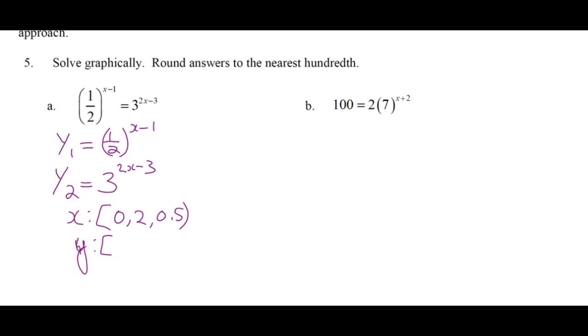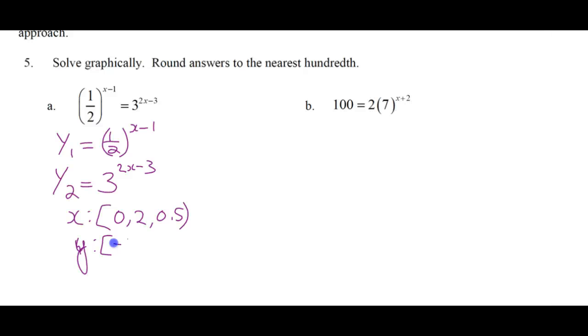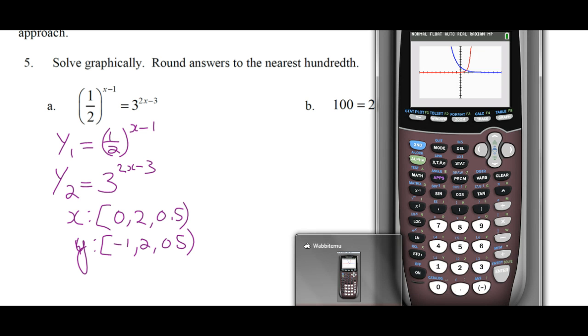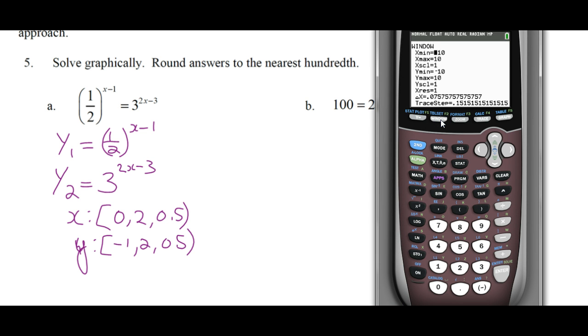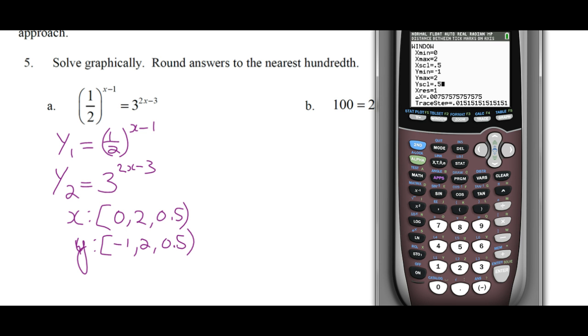Y values. It doesn't hurt to see the axis. So let's go from -1 to 2. Come back to window. x from 0 to 2 by 0.5, y from -1 to 2 by 0.5. That makes the point more obvious. Graph.